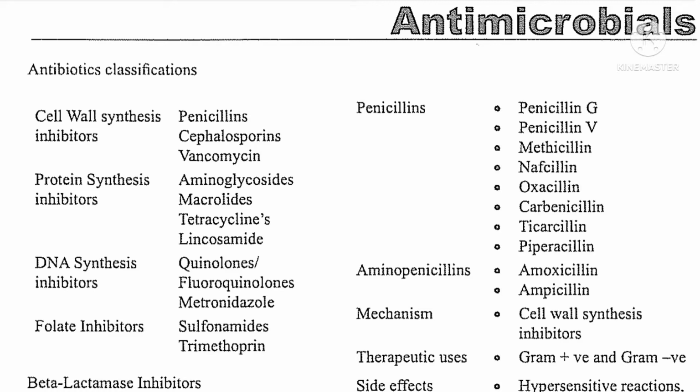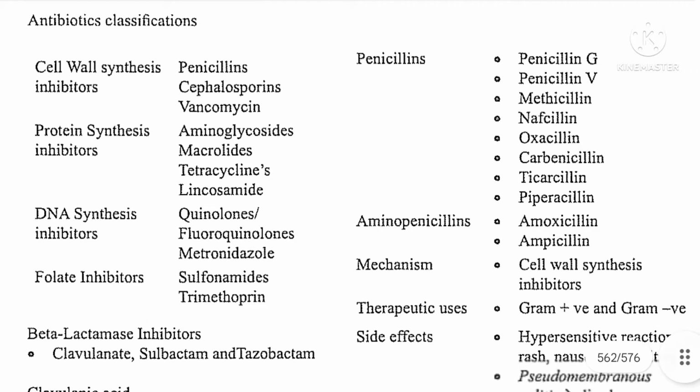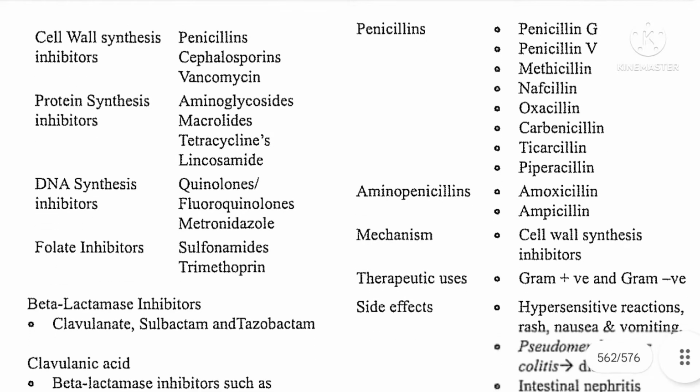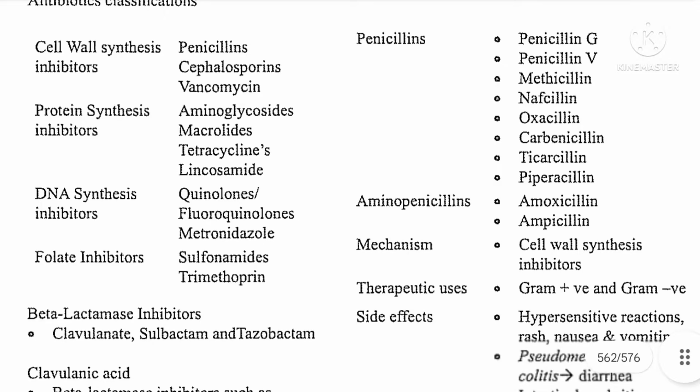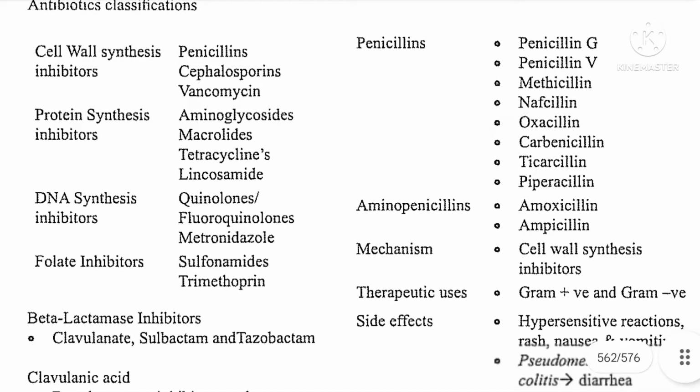So what is the antibiotic classification? Let's begin the lecture. Cell wall synthesis inhibitors, protein synthesis inhibitors, DNA synthesis inhibitors, and folate inhibitors. The drugs included in the cell wall synthesis inhibitors are obviously penicillin, cephalosporin, and vancomycin. Protein synthesis inhibitor drugs include the aminoglycosides, macrolides, tetracycline, and lincosamide. These are all the protein synthesis inhibitors. DNA synthesis inhibitors obviously include the quinolones, fluoroquinolones, and metronidazole. Folate inhibitors are sulfonamide and trimethoprim.